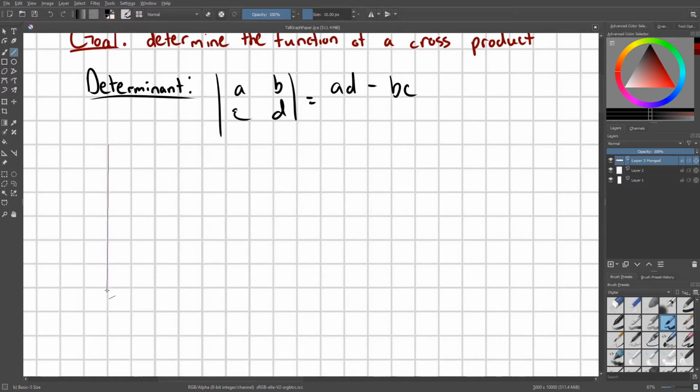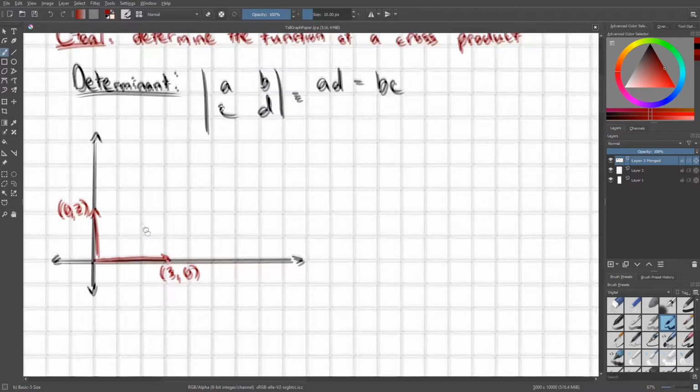For this, I'm going to create a picture. In this picture, I'm going to throw some vectors down. One vector is going to go to the point 3, 0. So 3, 0. And another vector is going to go up to 0, 2.